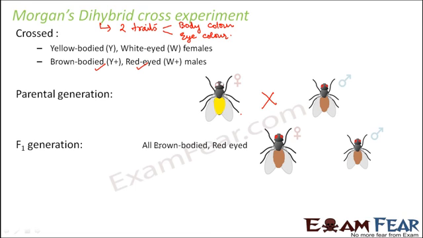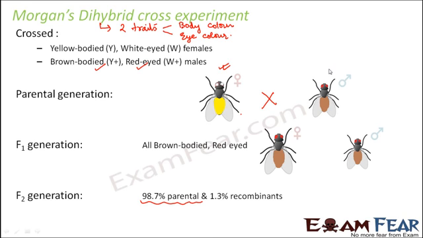But what happened in F2? In the F2 generation, it was observed that 98.7% of the offsprings were exactly like parents. They were exactly like these, either yellow-bodied, white-eyed or brown-bodied, red-eyed. So they were exactly similar to the parents and only 1.3% were recombinants. What are recombinants? New combinations which were different from the parents.